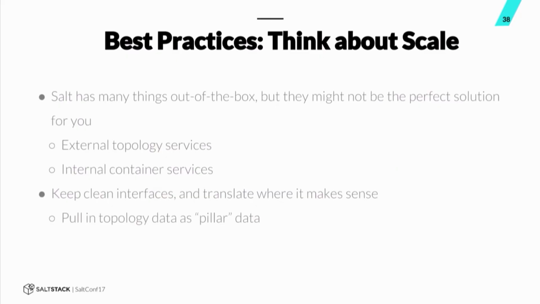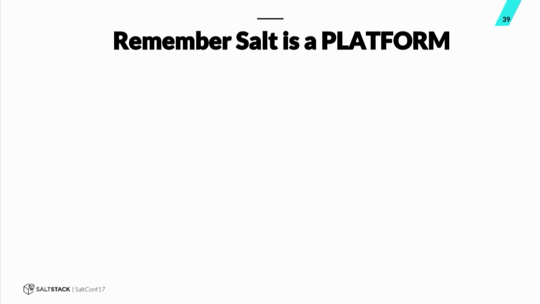And while you're doing this, the regular service-to-service communication rules apply. Make sure that you have clean interfaces and translate where necessary. So pull topology data in as pillar data, instead of trying to wire it in as grains or something else. And then generate the states from some configuration management or something. So lots and lots of options.